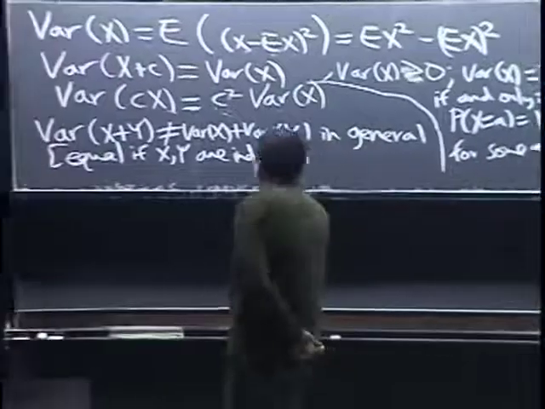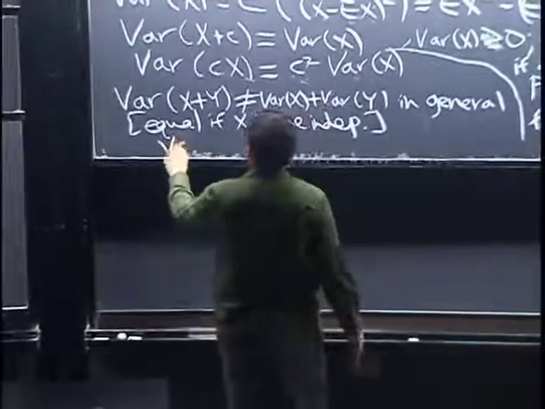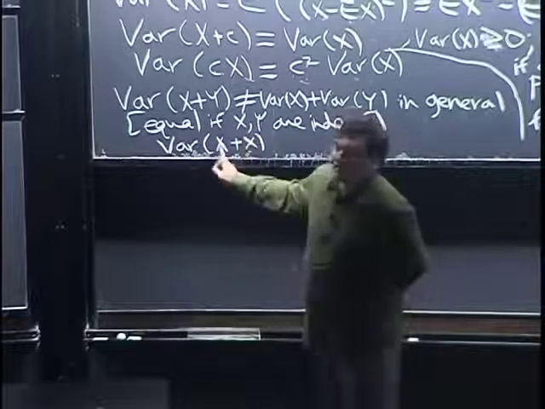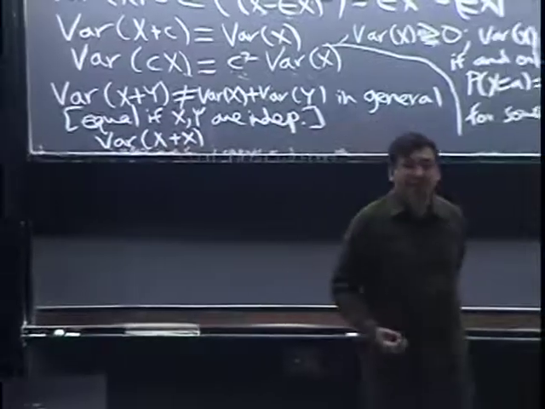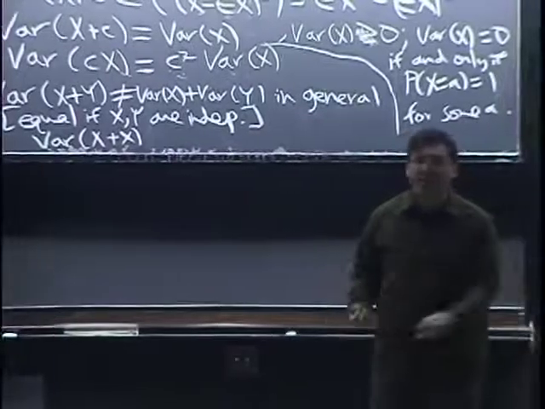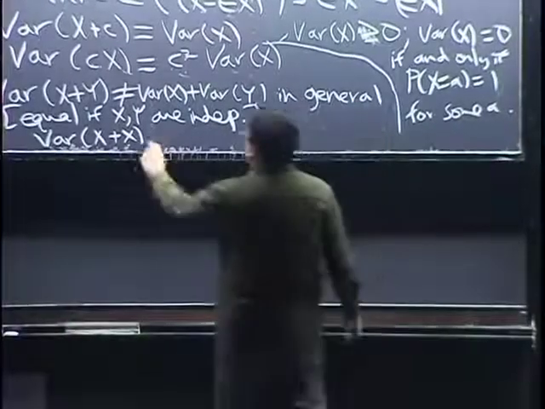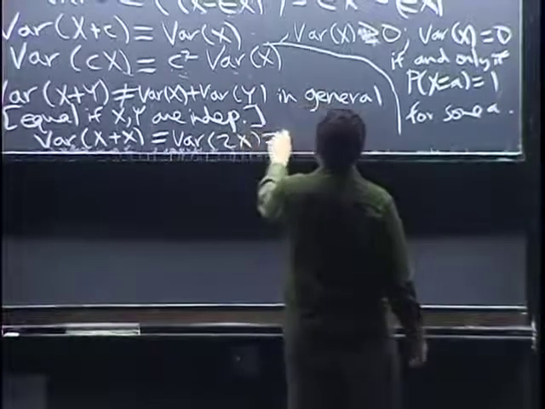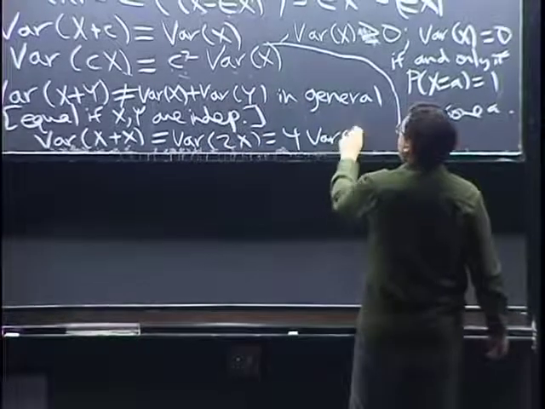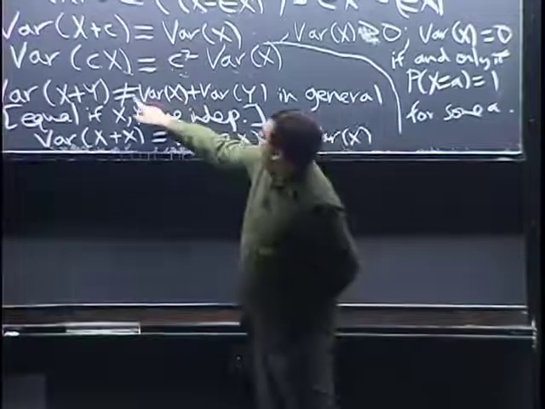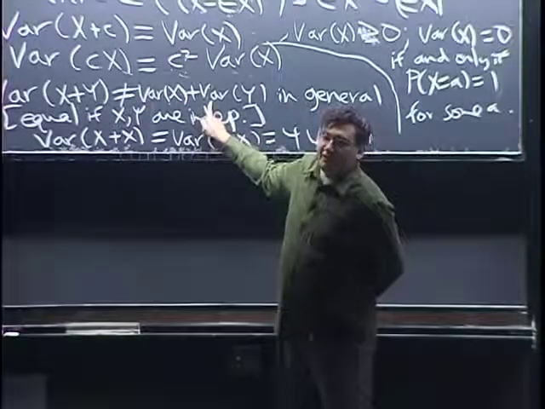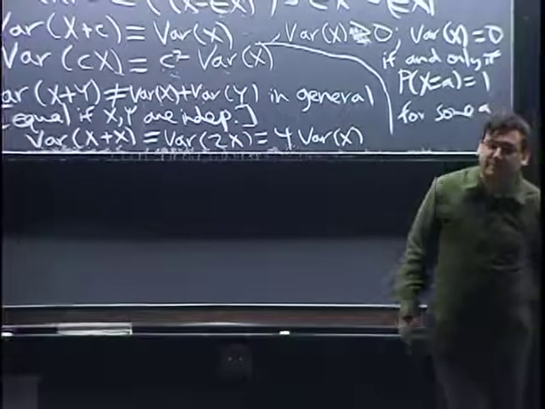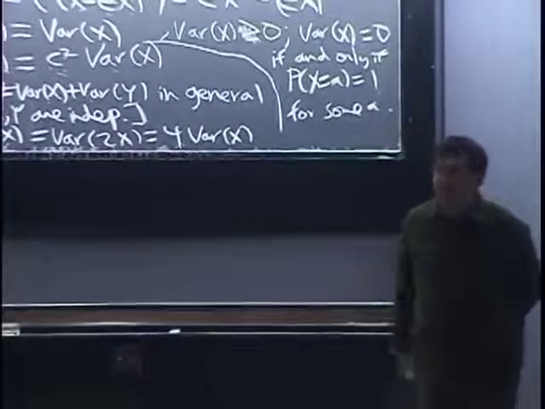And one quick example of that would be, what if we look at the variance of x plus x? That's an extreme case of dependence. That's when x is actually the same thing. Well, the variance of x plus x is the variance of 2x, which we just said is 4 times the variance of x. So if this were equal, we would get 2 times the variance of x, and this says we get 4 times the variability, not 2 times the variability. So that's just a simple example of that.